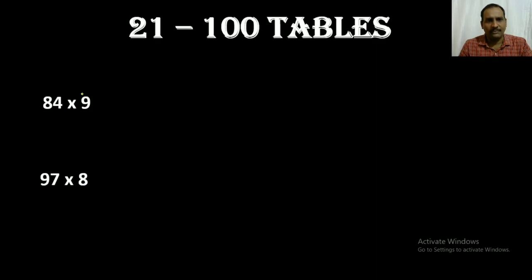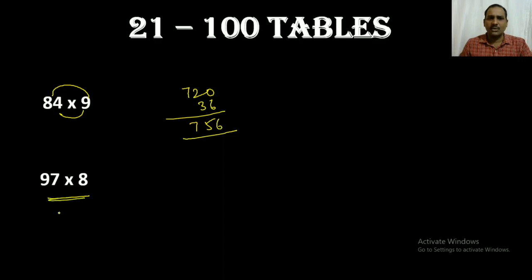84 into 9. So 9 eights are 72. So write 720. 9 fours are 36. That is 720 plus 36, 756. Let us do this orally. 8 nines are 72. That is 720. 8 sevens are 56. So 720 plus 56, 776 is the answer. So hope you understand this concept, but practice more and more to make these sums faster and faster.